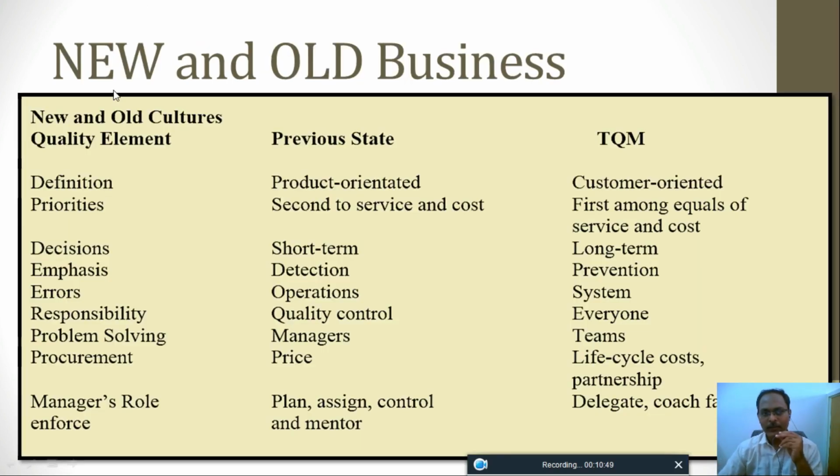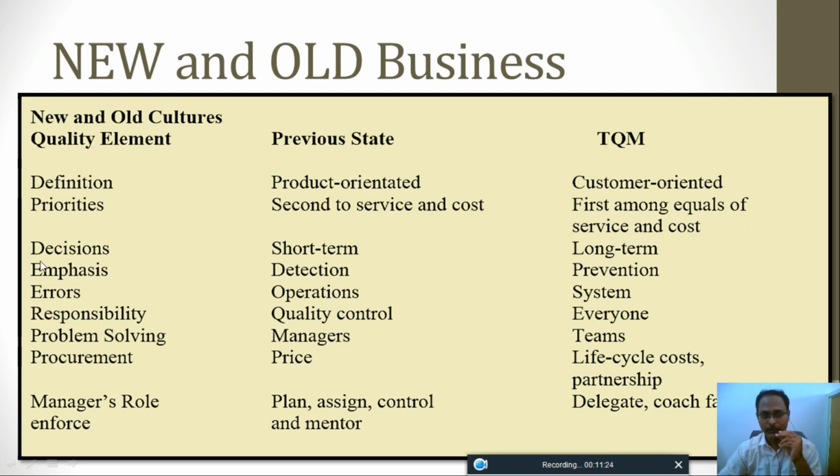Then I explained new and old business techniques, such as quality elements in the previous state and how TQM is going to be implemented. In the previous state, the definition was only product and product oriented, but TQM is customer oriented. What the customer requires is going to be considered. Next, priorities. Service and cost are very important aspects. In the previous state they were secondary, but in TQM, the most priority is given to service and cost. That is very important.